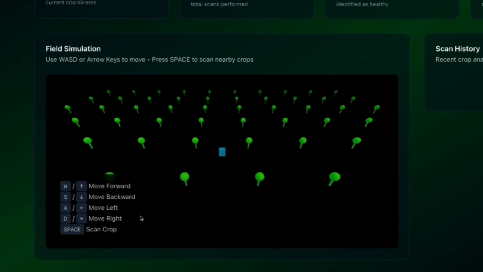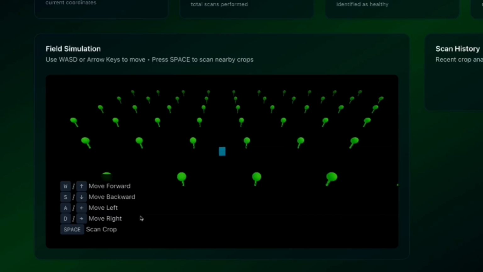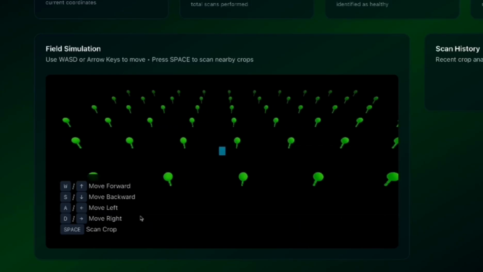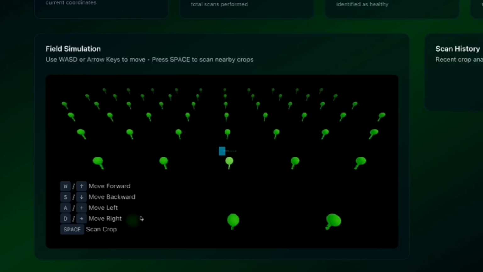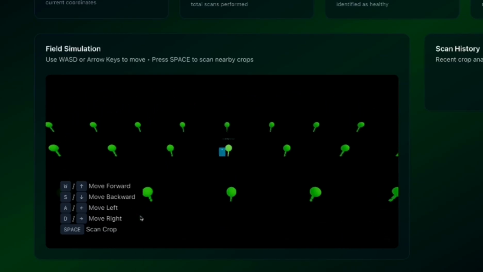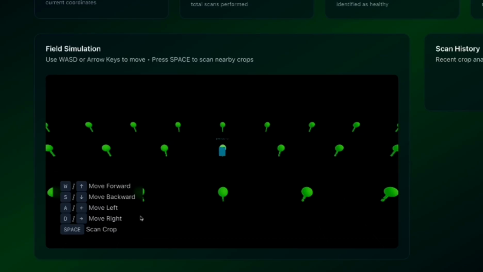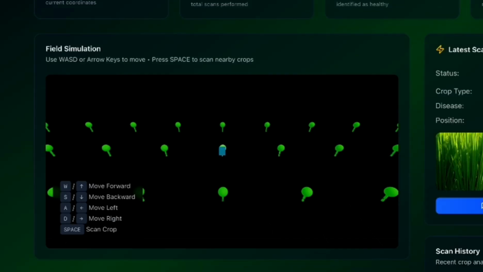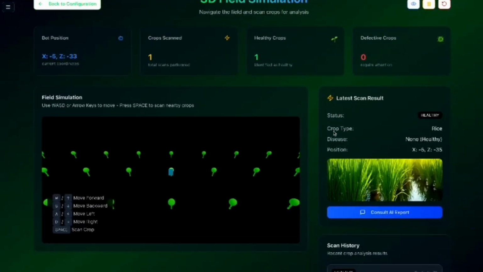By using WASD, we can move our bot to left, to right, downwards or upwards. This is how our process is going to be. Let us first check this particular crop, in which after reaching that particular crop, to scan how the crop health is, whether it is healthy or not, we need to click spacebar. After clicking spacebar, we can clearly see that this particular crop is healthy.